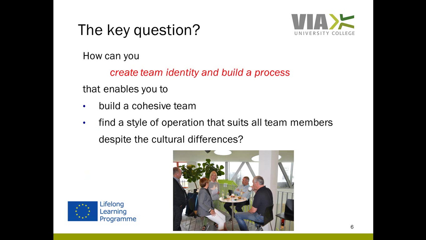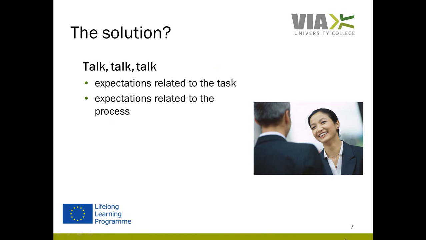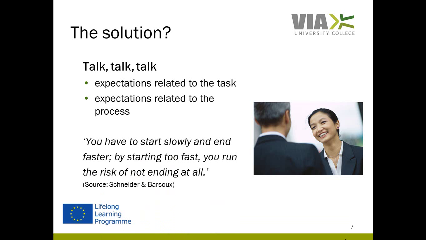So the key question is how it's possible to create team identity and stimulate a process that enables you to build a cohesive team and find a style of operation that suits all team members despite the cultural differences. The solution to creating a positive and balanced team culture is to encourage team members to discuss their expectations to the task and to the process of building a team. They must remember not to rush to start work, but to take time to build strong relations with each other. These aspects also include surfacing cultural differences and allowing a discussion.